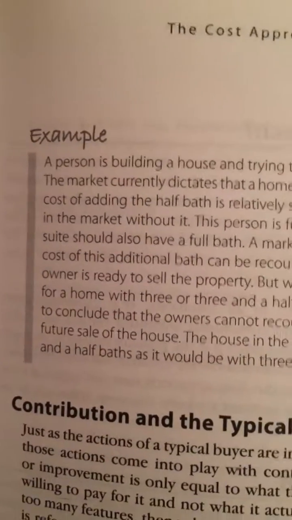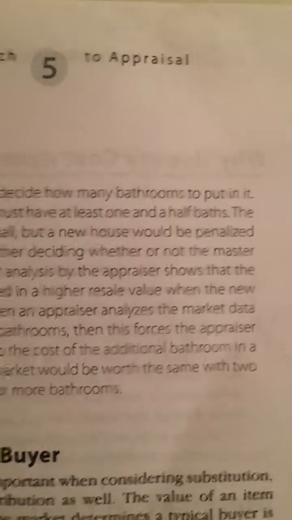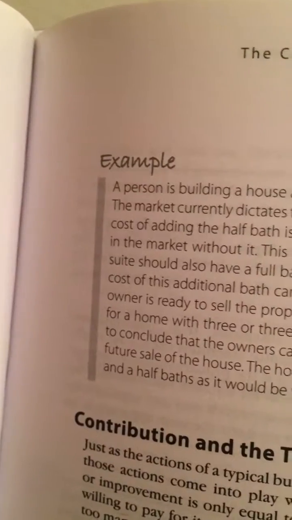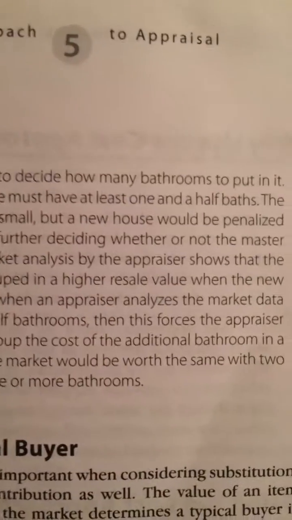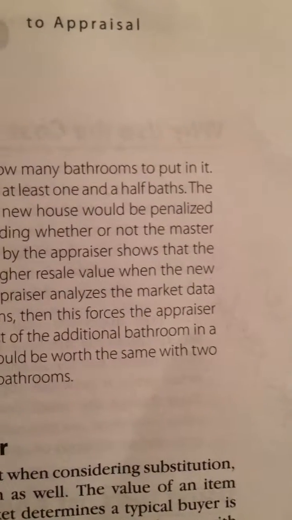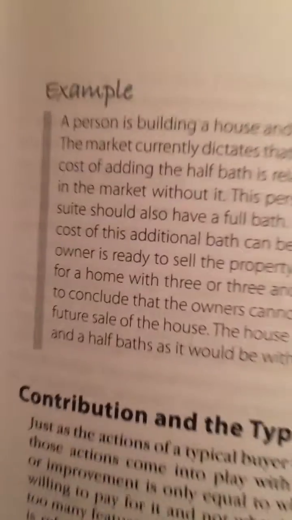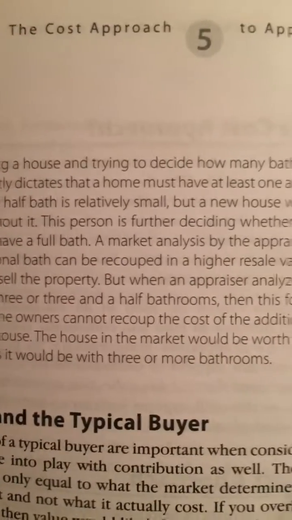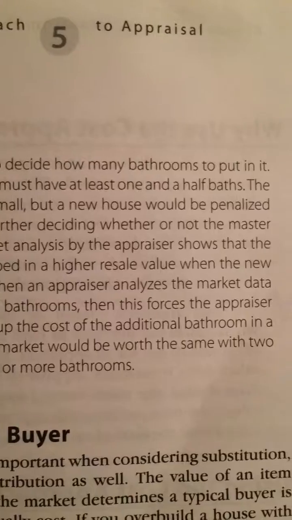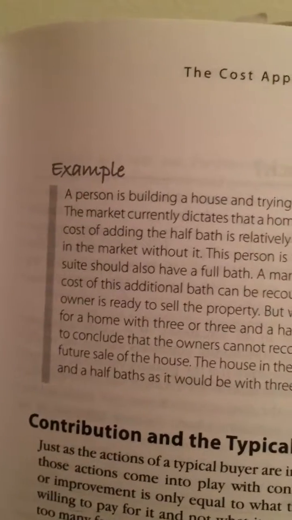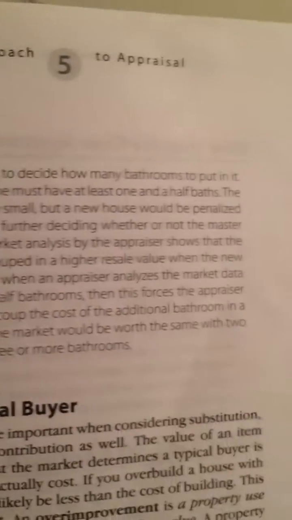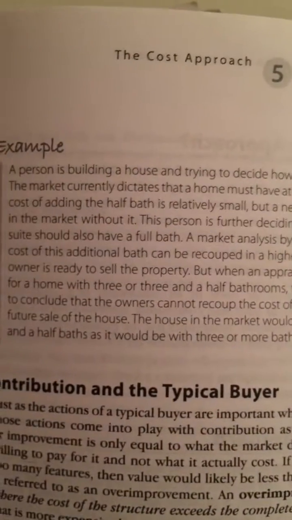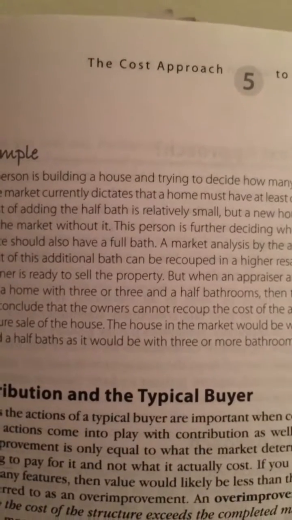Example. A person is building a house and trying to decide how many bathrooms to put in it. The market currently dictates that a home must have at least 1.5 baths. The cost of adding the half bath is relatively small, but a new house would be penalized in the market without it. This person is further deciding whether or not the master suite should also have a full bath.